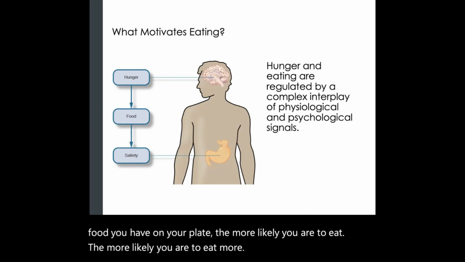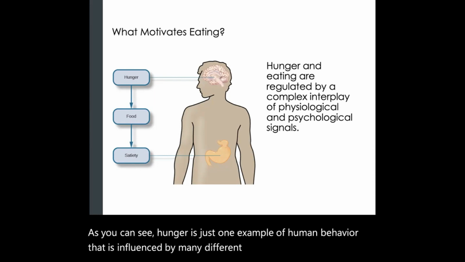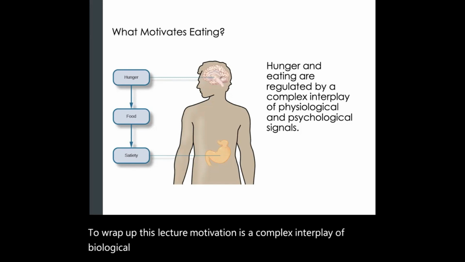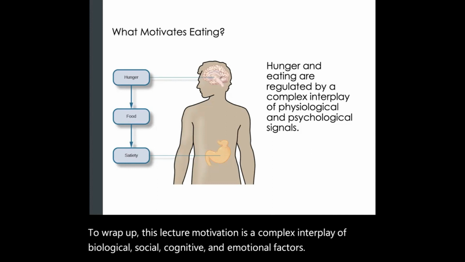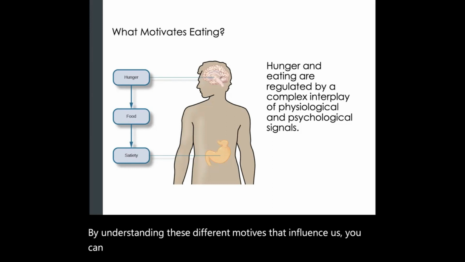As you can see, hunger is just one example of human behavior that is influenced by many different motives, both biological, social, and cognitive. To wrap up this lecture, motivation is a complex interplay of biological, social, cognitive, and emotional factors. By understanding these different motives that influence us, you can gain insight into your own behavior and make informed decisions about your goals.